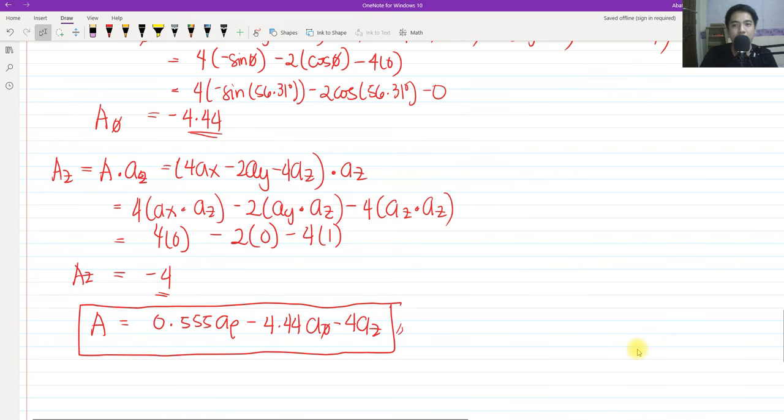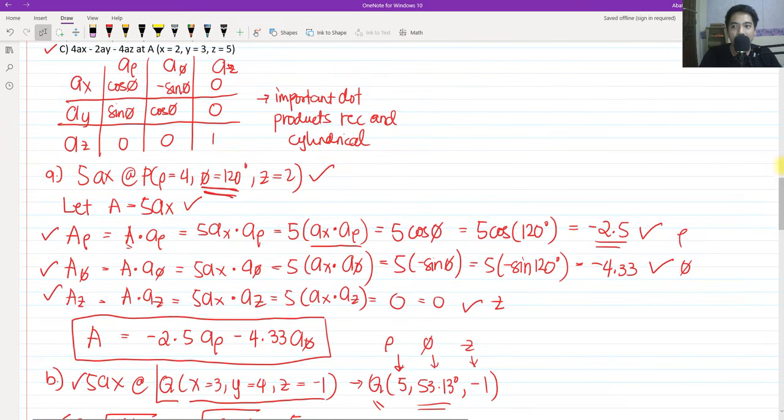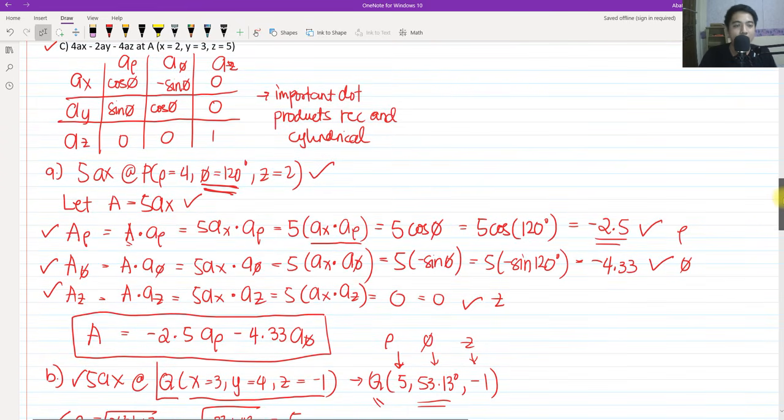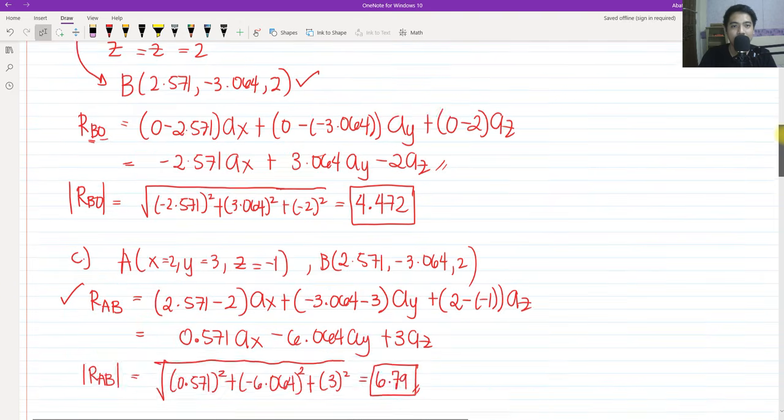Okay guys, I hope you learned something new about our topic all about the cylindrical coordinates and how we convert those cylindrical coordinates into rectangular and vice versa, and how we get a specified vector at that specified point in terms of cylindrical coordinates.